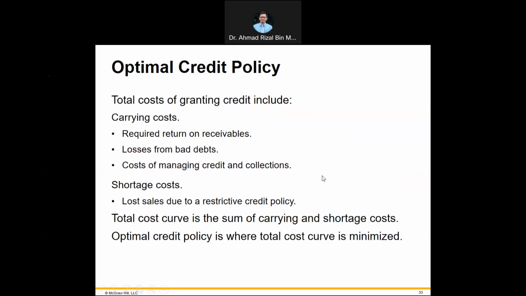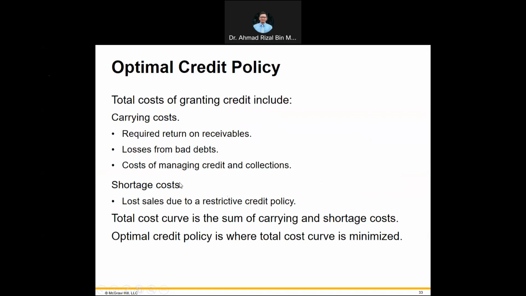Yes, there is actually a way of calculating the so-called optimal credit policy, or how much discount and how long, in terms of the term, the collection period, that you extend, the credit you'd like to extend to your customer. This is much similar to what we do with inventory, but from this accounts receivable perspective, we call it the total cost of granting credit. Meaning for you to create receivables, your carrying cost would be the required return. How much can you generate on the receivables? Bad debts, loss from bad debts, and cost of managing credit and collection. This all entails cost, and it is regarded as a carrying cost in this respect.